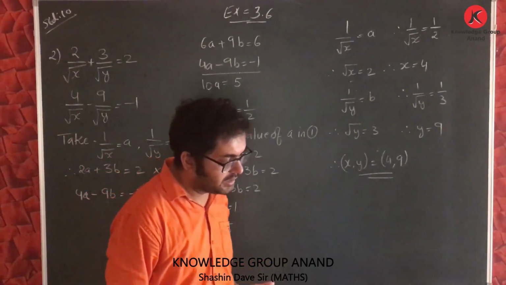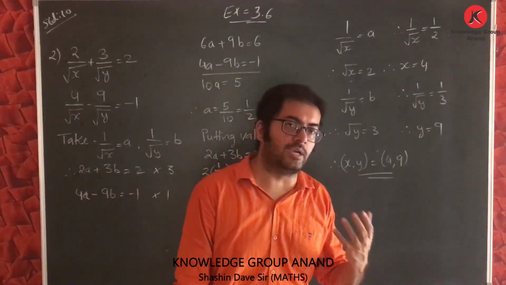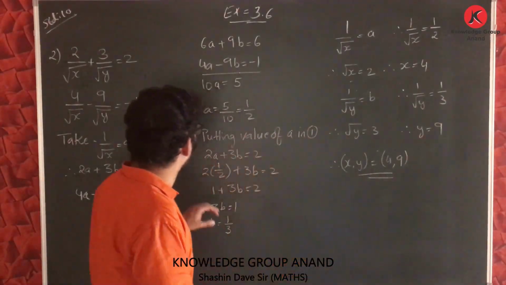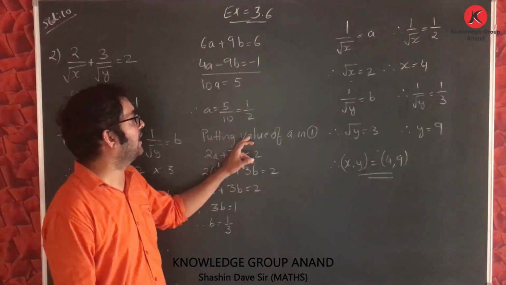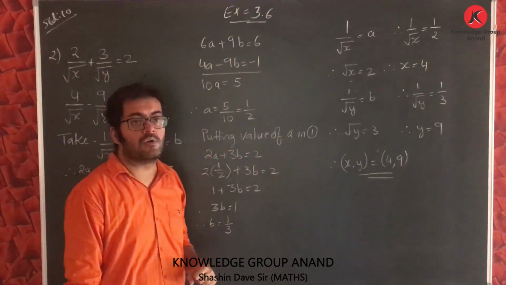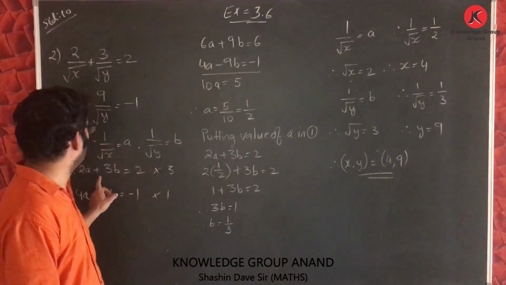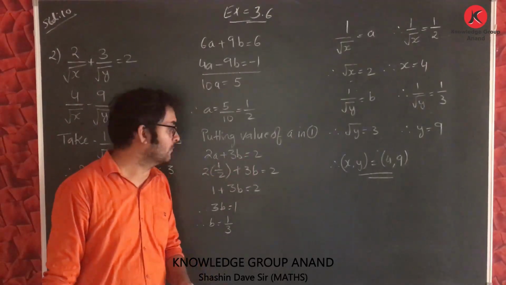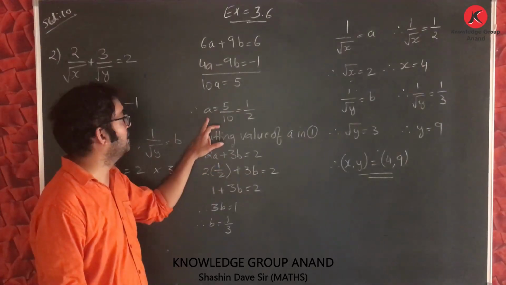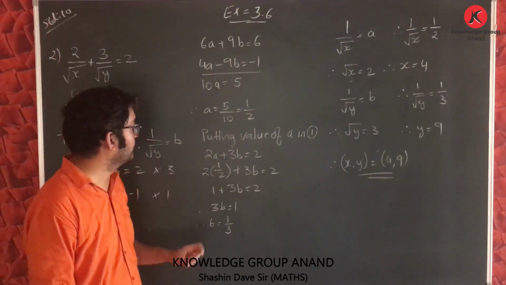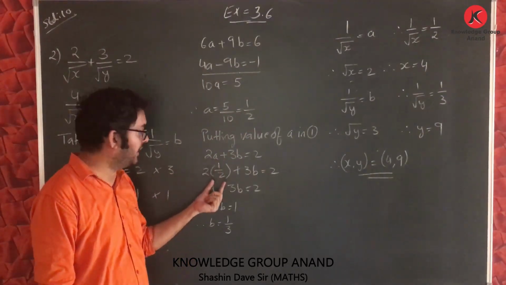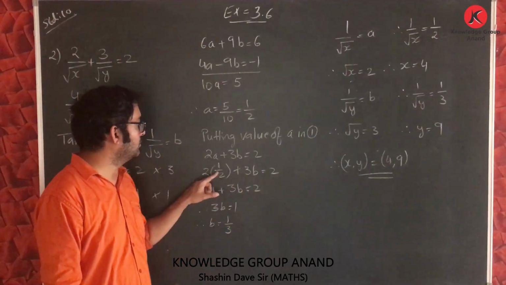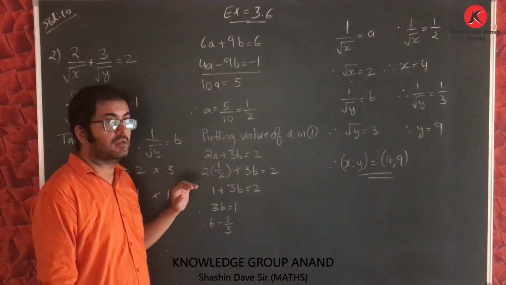Now you can put this value of a in either equation 1 or 2 to get the value of b. Here I have put the value of a in equation 1. What was our equation number 1? 2a plus 3b is equal to 2. What is the value of a? Value of a is 1 by 2. So 2 into the value of a, 1 by 2, plus 3b is equal to 2. Now this 2 will get cut.